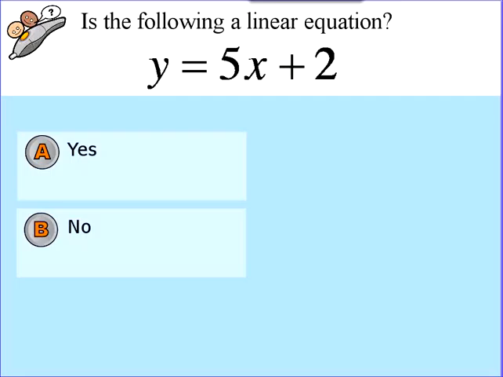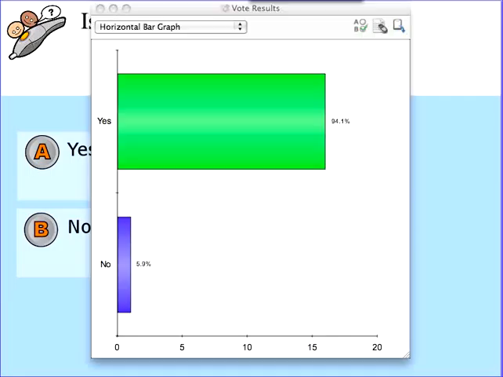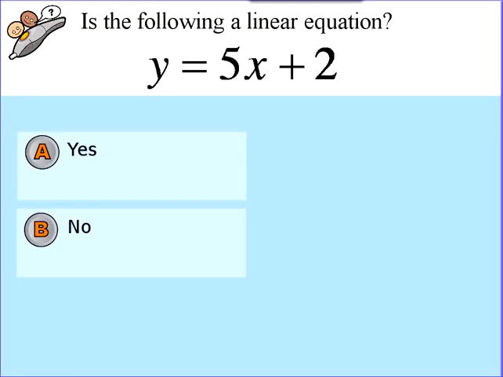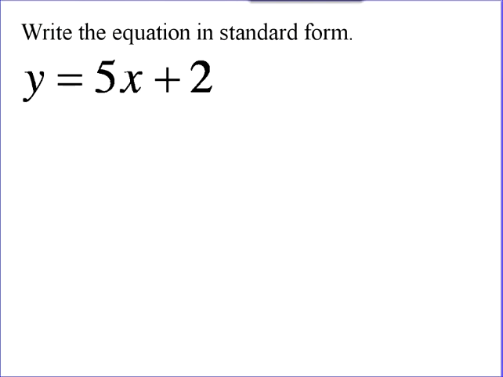Is this a linear equation? So does this fit the picture, AX plus BY equals C? Or could we manipulate it so that it would fit that equation? Yes or no? So let's see what you got. Yes, good. This is a linear equation. And now the second part of this question is we need to write this in standard form.